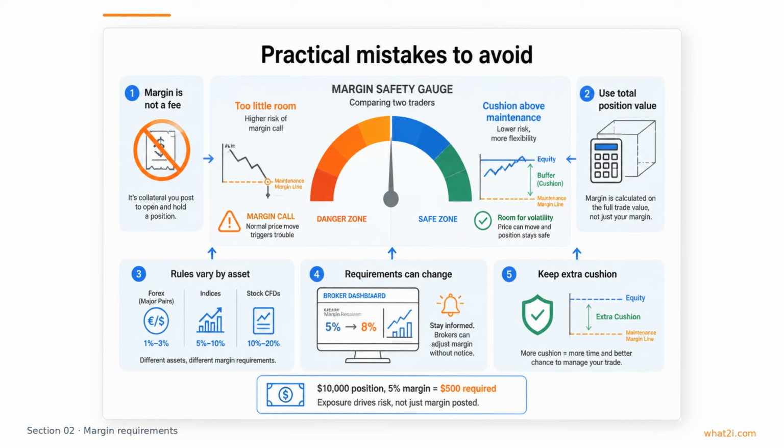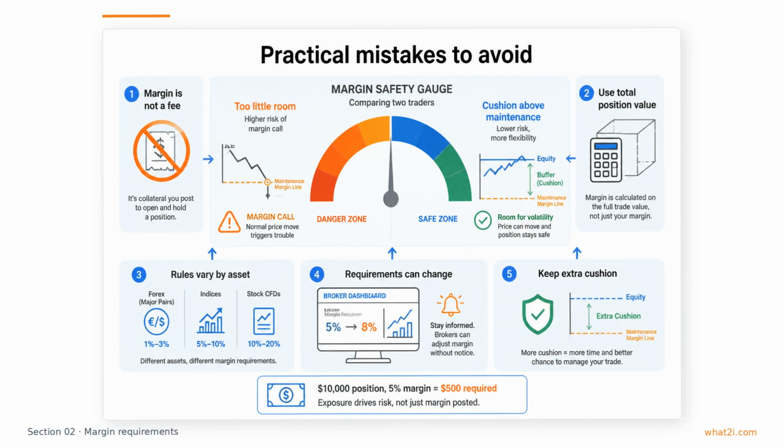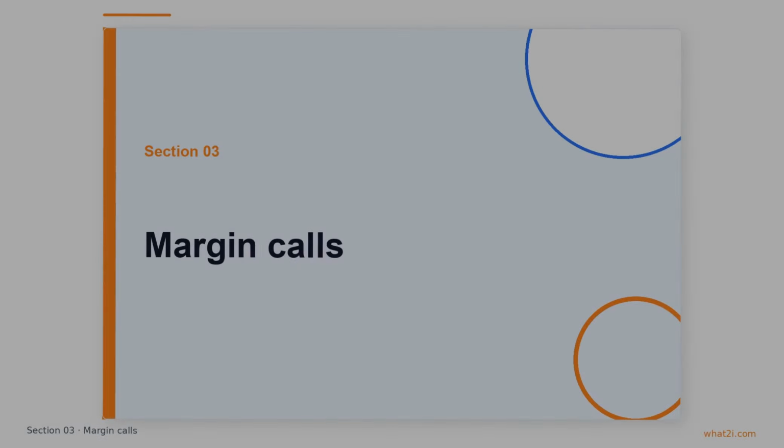It is also risky to assume all assets follow the same margin rules, because Forex, stocks, indices, and more volatile products can differ a lot. Brokers may also raise requirements when markets become unstable, shrinking your cushion without any change in your original trade idea. The disciplined habit is to leave room above maintenance and to expect that rules and market conditions can tighten at the worst possible time.